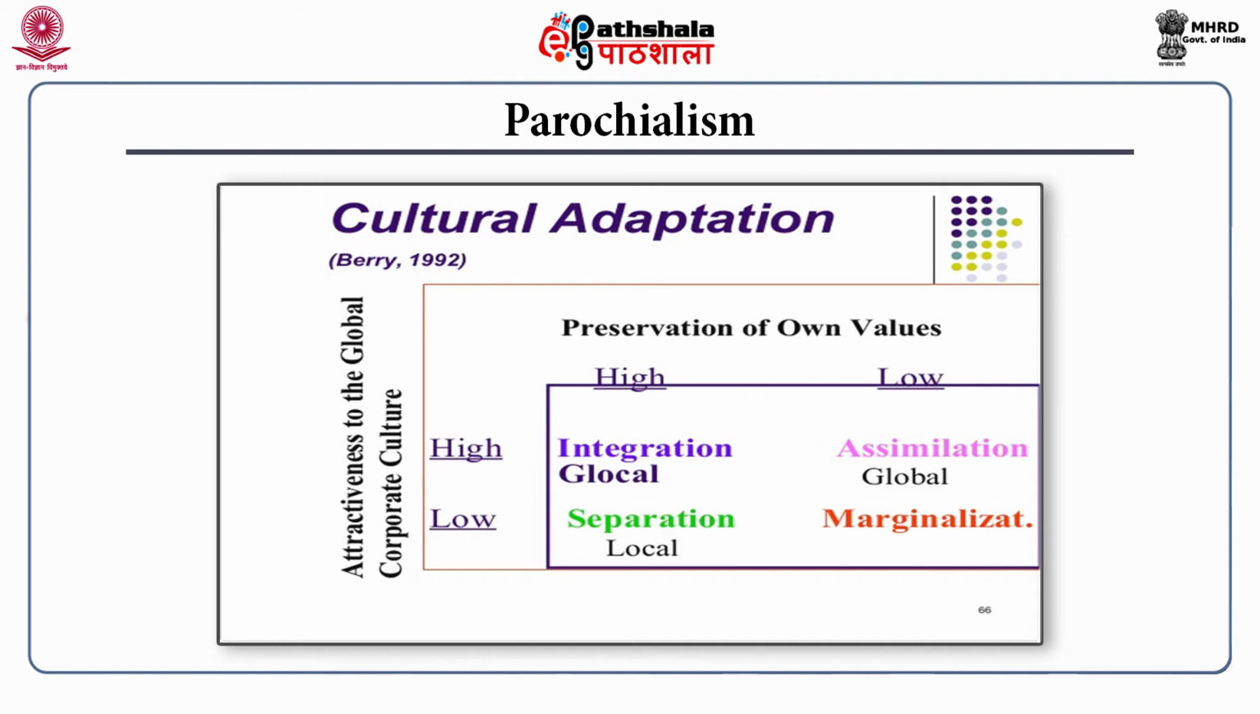If we talk about the other dimension, marginalization, we have both things low. We are low in preserving our values, and we are low in attractiveness towards the global culture. Integration, which we call glocal, is where we are high on both dimensions. We are high on preserving our own values and also high on attractiveness towards the global corporate culture. And assimilation, which we call global, is where our attractiveness towards the global corporate culture is on the higher side and we are low on preserving our own values.